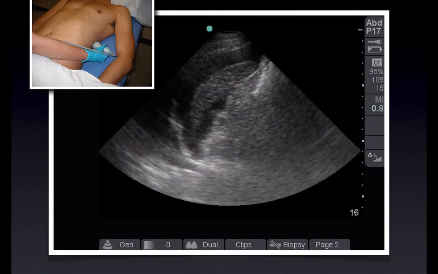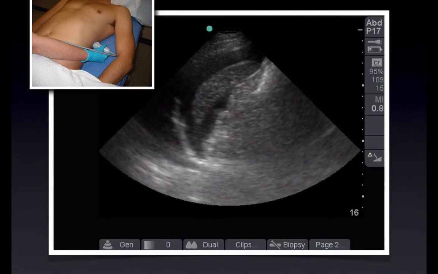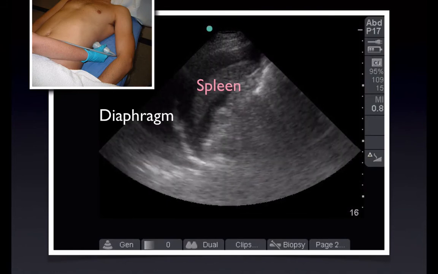Another one, very, very obvious, spleen, kind of floating there in free fluid. Better have a trauma surgeon nearby for this one.